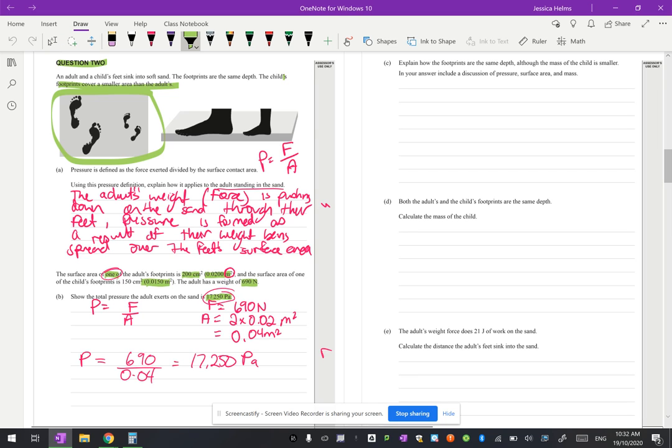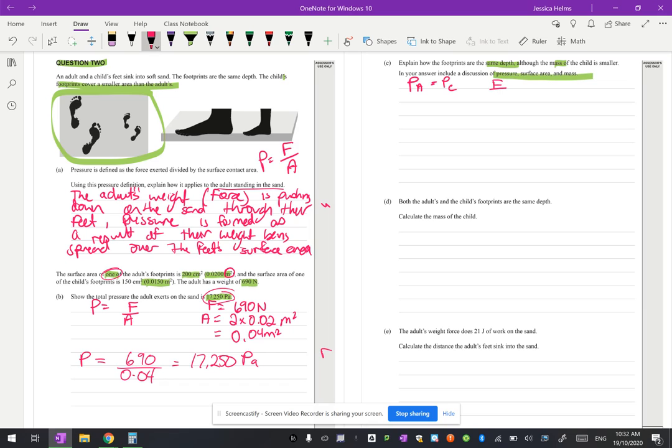Okay, so part C says explain how the footprints are the same depth, although the mass of the child is smaller. In your answer, you should include a discussion on pressure, surface area, and mass. Okay, so this is taking it back to the information that they gave us at the beginning of this question, that both of the adult and the child's foot sunk into the sand at the same depth, which indicated that the pressure was equal. So we're basically saying the pressure for the adult is equal to the pressure of the child. And that equation comes down to the force over area.